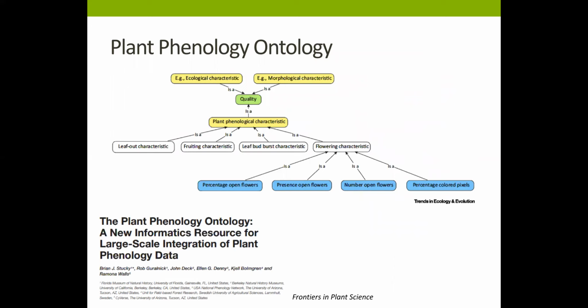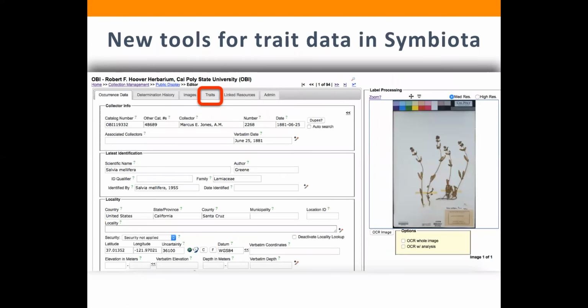reinventing words. Part of this project has also led to many new developments within SYMBIOTA. And so in our portal, in addition to the occurrence editor, which is what you're seeing here on the screen, there's a new tab, the traits tab.